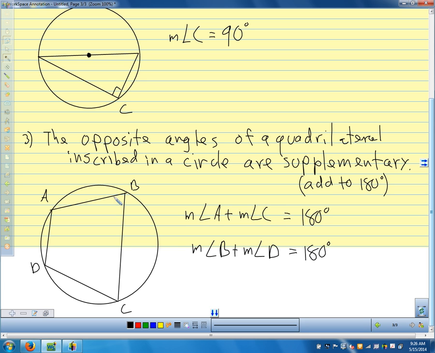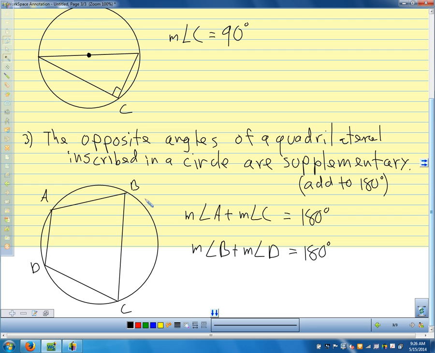So we turn this into a problem involving triangles, and we can figure out the measures of our angles and figure out that they add up to 180 degrees. So anytime we have a quadrilateral inscribed in a circle, the opposite angles are supplementary. All right, questions on that corollary? Nothing too complicated today, so that's kind of nice.